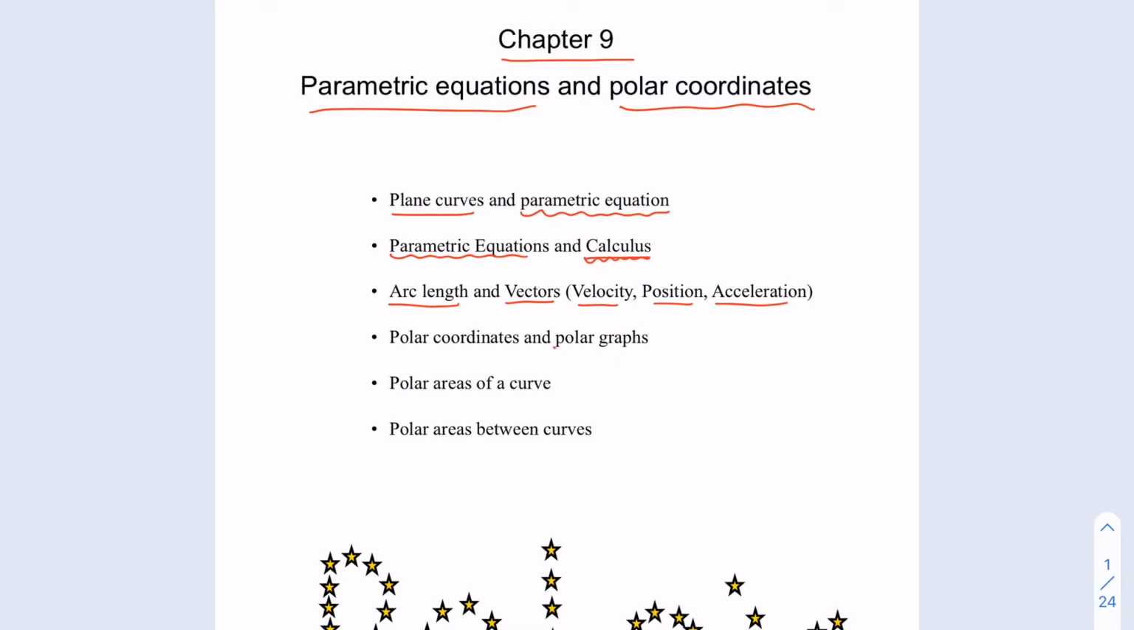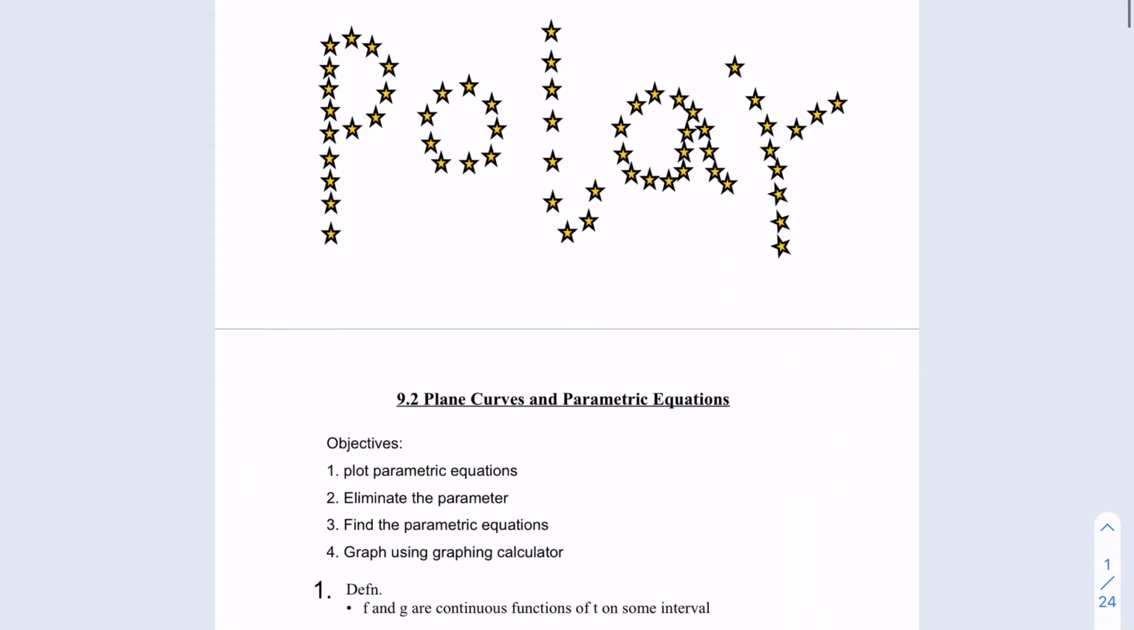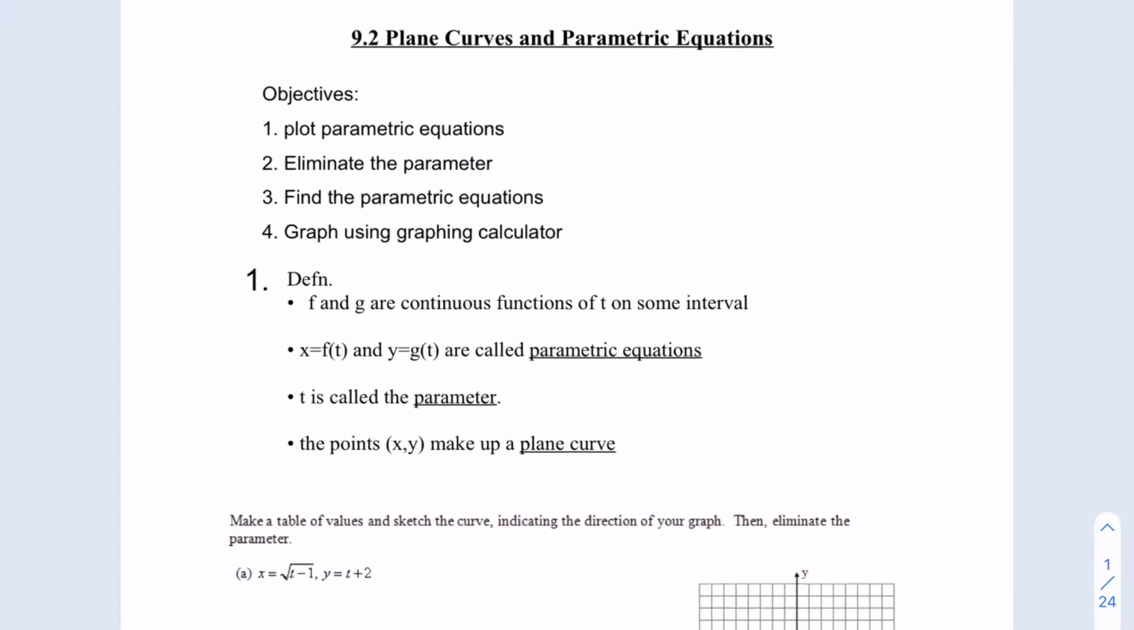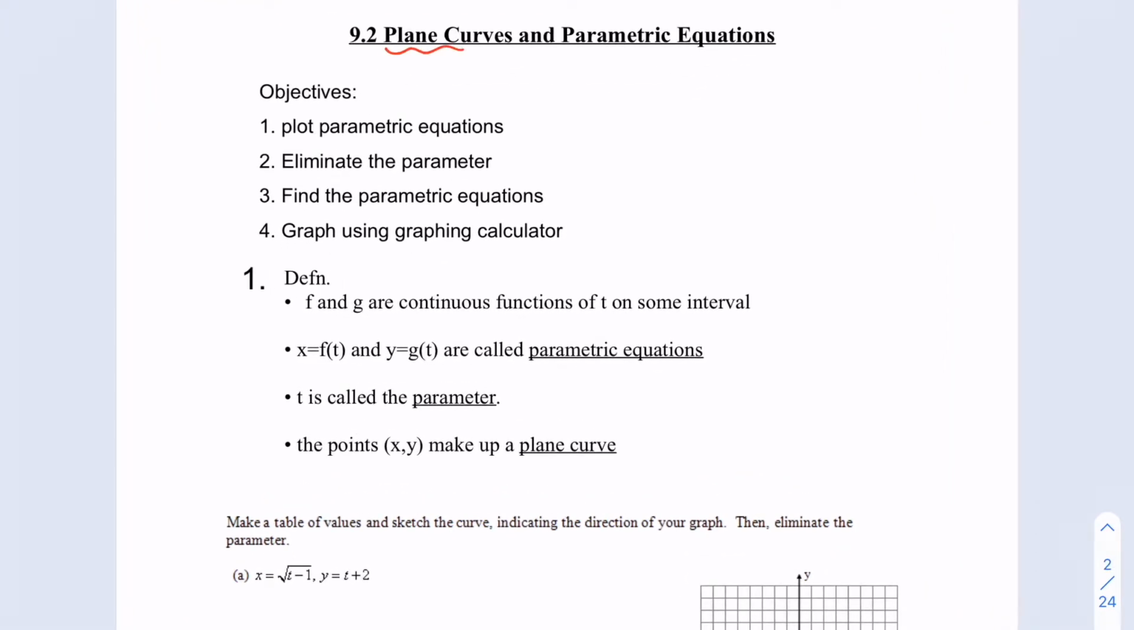Polar coordinates and the polar graphs, and the difficult part will be the polar areas of a curve and the polar areas between curves. Today we are going to go over 9.2 plane curves and parametric equations.